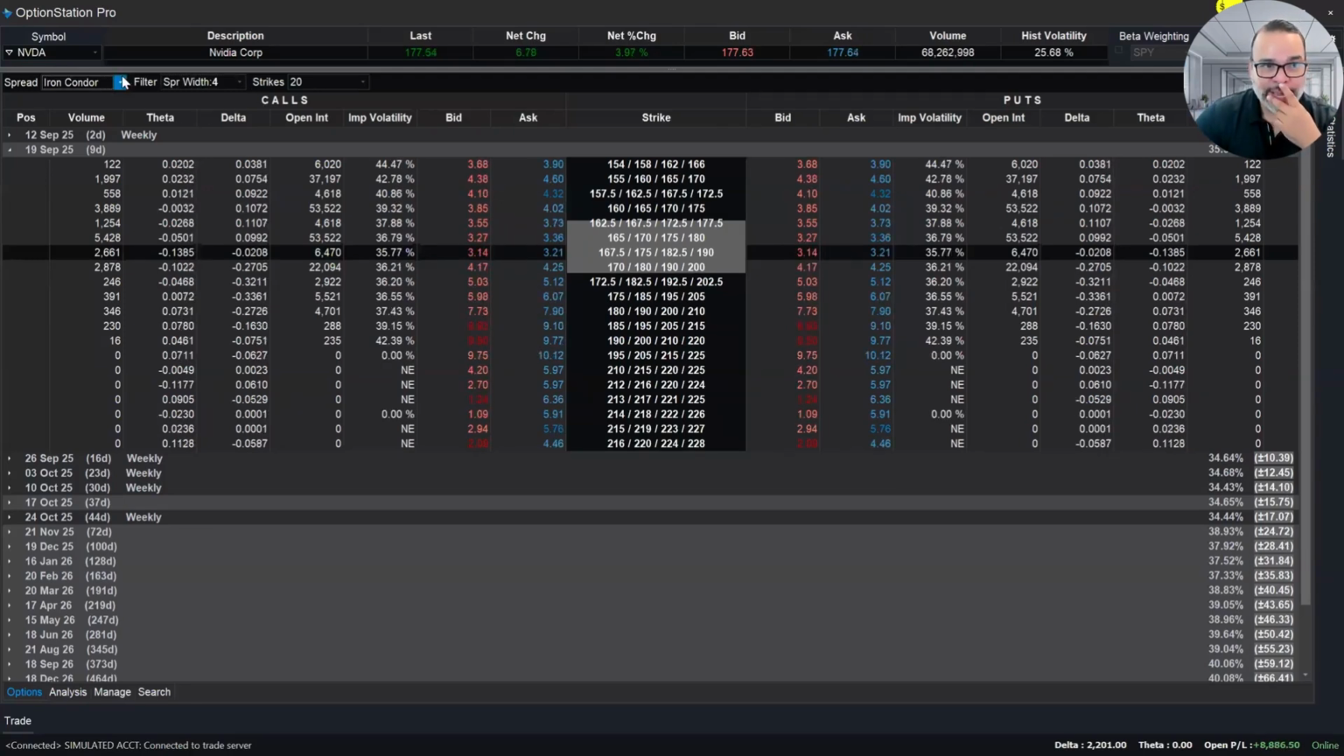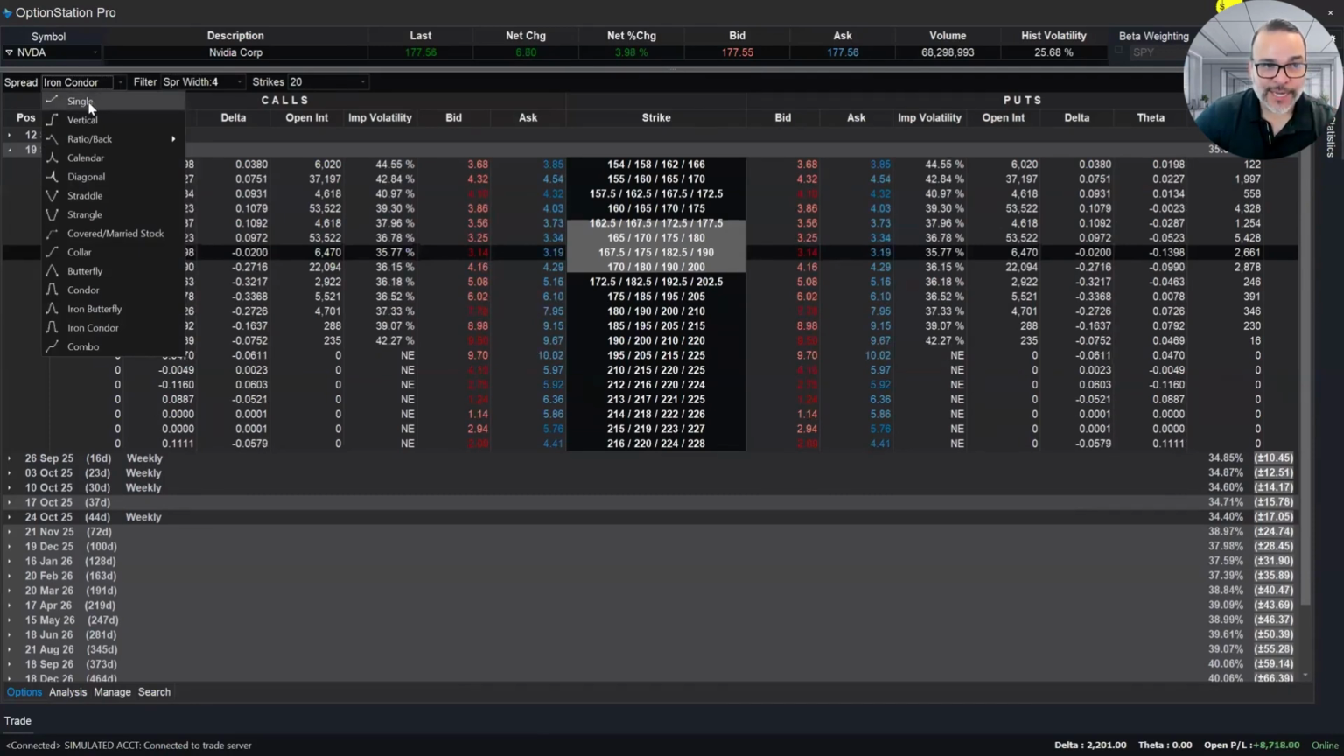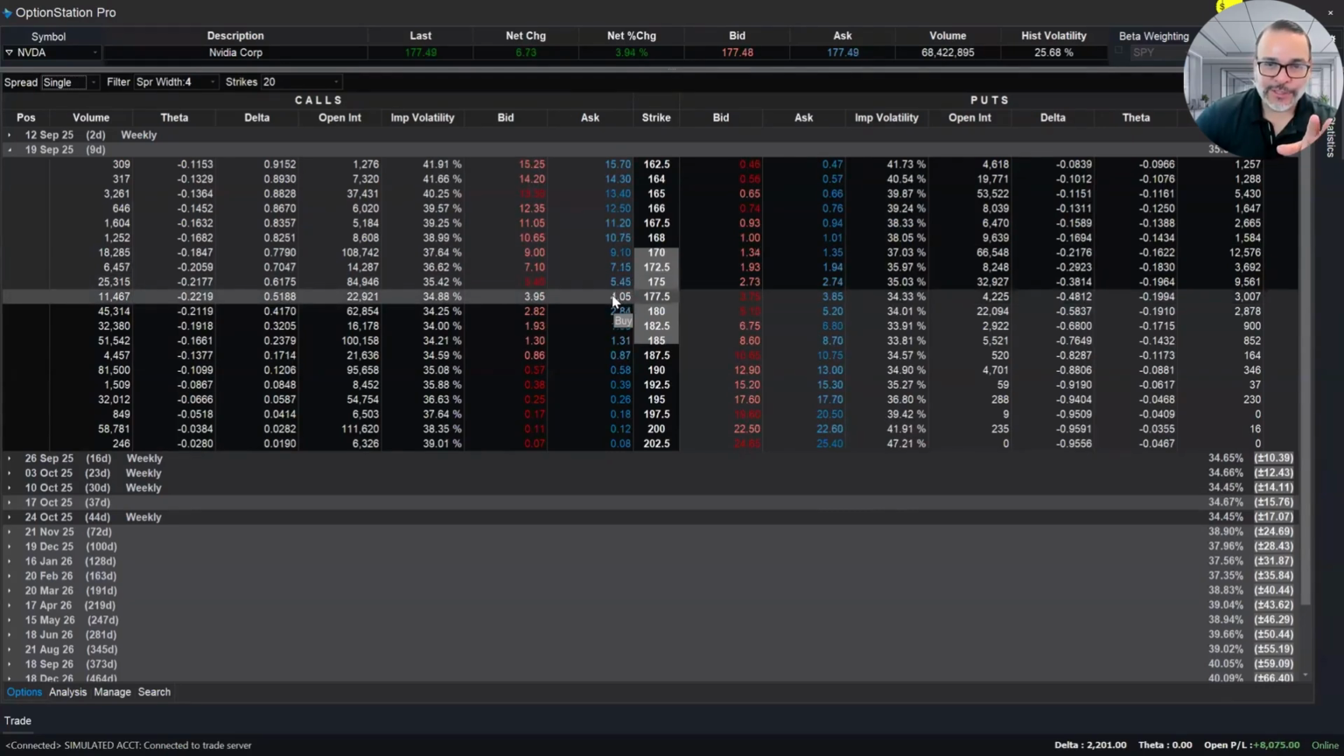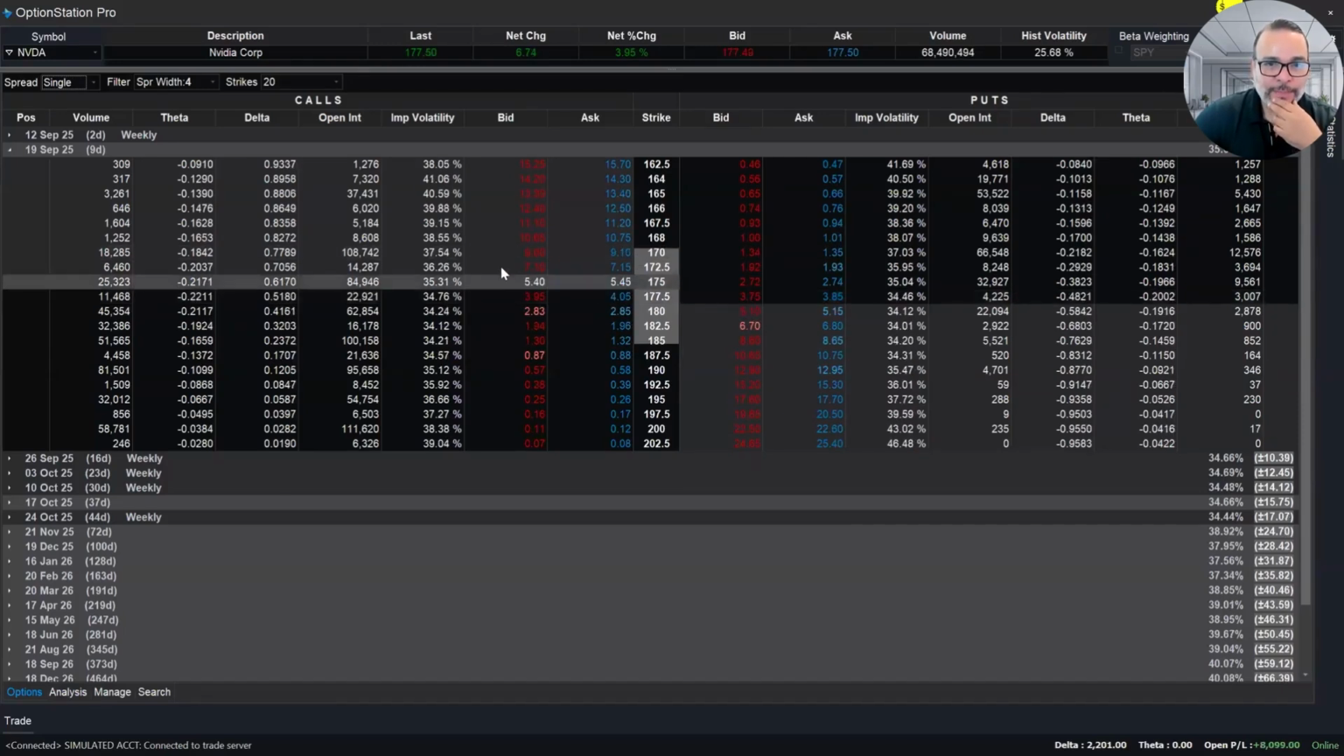So for example, if I go back here to my single selection, single allows you to do this multiple selection. Of course, you can click on the bid or ask of any of these calls or puts. By the way, calls are on the left, puts are on the right. This is pretty standard across all options trading platforms. But if I click on the bid or the ask of any of these, it'll highlight the row. If I click on the asking price, it'll assume that I want to buy it.